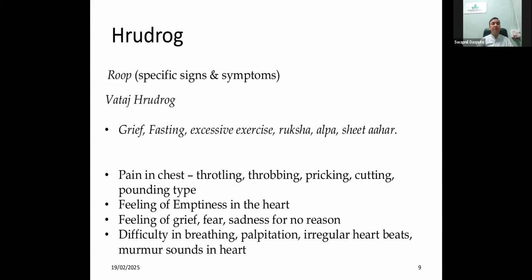Difficulty in breathing, palpitation, irregular heartbeats, murmur sounds in the heart. So these are the abnormalities which will be seen: irregular heartbeats because of vata. So the heartbeat will not be rhythmic. Arrhythmic heartbeats will be there. Murmur sounds in the heart. So because of the arrhythmic or irregular heartbeats, the murmur sound will be heard. So that will be heard on auscultation with the stethoscope. Okay.